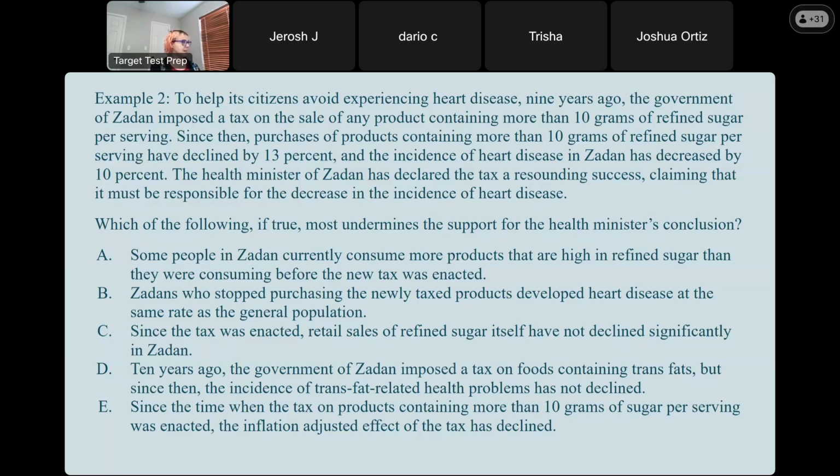C, since the tax was enacted, retail sales of refined sugar itself have not declined significantly in Sudan. This is a classic trap answer because it seems to argue with the premise that there has been a decline in the purchases of products containing more than 10 grams of refined sugar per serving. So this says that retail sales of refined sugar itself have not declined, but we're not really talking about that. And it's also a bit argumentative towards the premise, which we do not like because premises are always true.